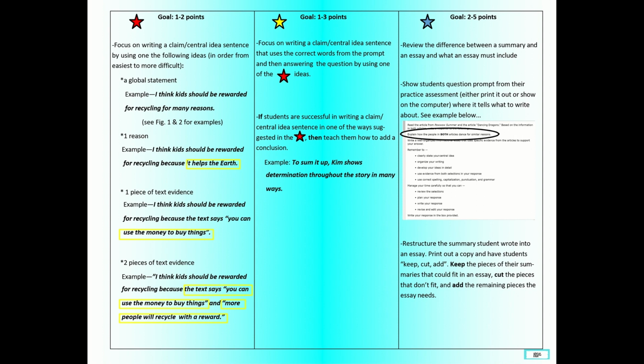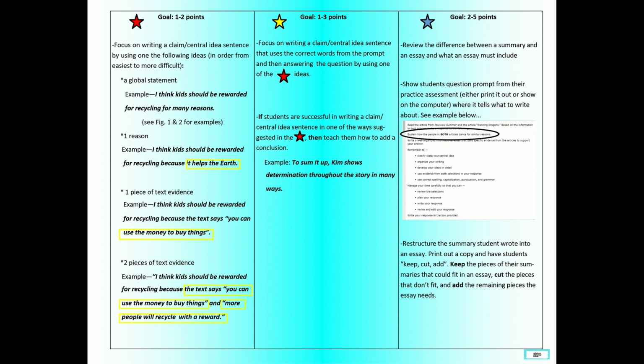Essays that land in the blue STAAR instructional recommendation column have some good quality writing backing them. They just didn't attend to the prompt. So, my recommendation for those essays would be to review the difference between a summary and an essay. Also, make sure students know what an essay must include. You might need to go back to a prompt through the Cambium platform and show them a couple. Show them where it tells them what to write about. Second sentence, after the word explain, probably. Second sentence is the prompt.